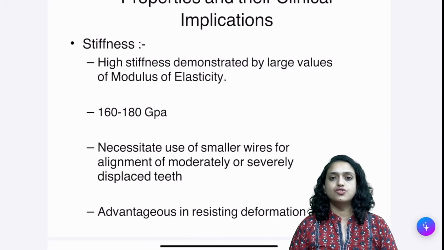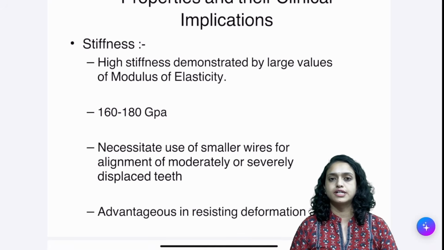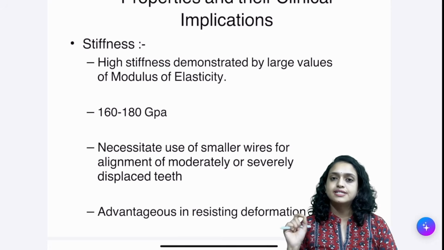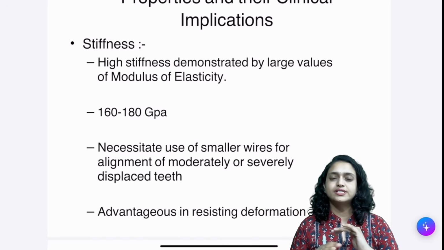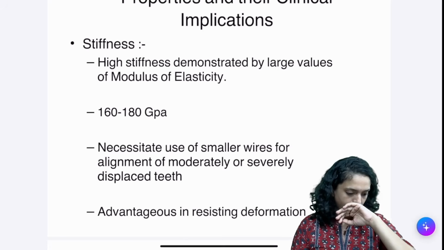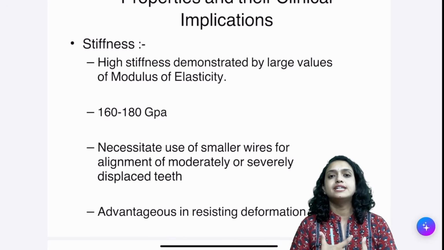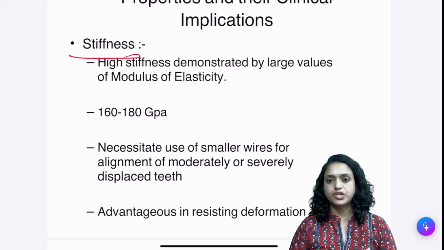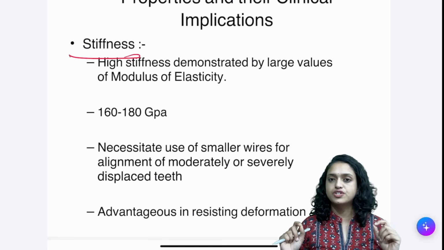So what are the properties of stainless steel? Stainless steel is the stiffest material available in orthodontics. There are other arch wires which we'll be discussing in further videos, but stainless steel arch wires are the stiffest and are generally used at the end of the treatment, once the teeth are completely aligned, to hold the teeth in their current position. Stainless steel arch wires are used because of their high stiffness, and they resist deformation even while eating. The masticatory forces do not tend to deform the stainless steel arch wires.